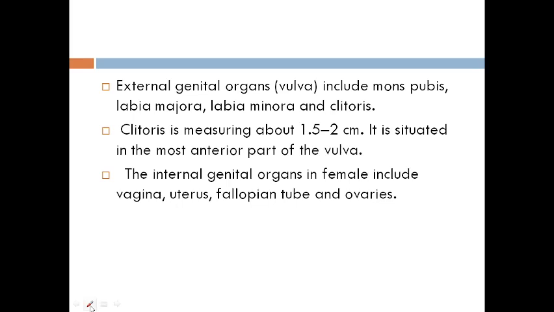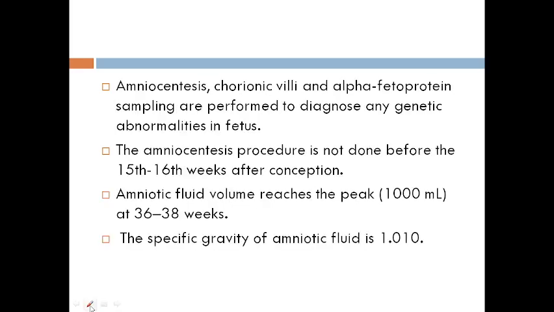The genital organs are divided into internal and external genital organs. The external genital organs are otherwise called the vulva. The organs include mons pubis, labia majora, labia minora, and clitoris. The clitoris measures about 1.5 to 2 centimeters and is situated in the most anterior part of the vulva. The internal genital organs are the vagina, uterus, fallopian tubes and the ovaries.